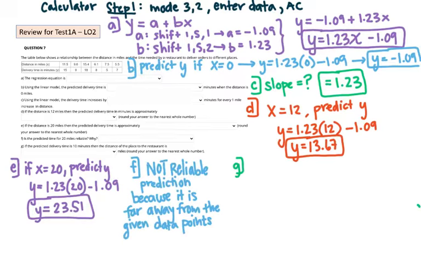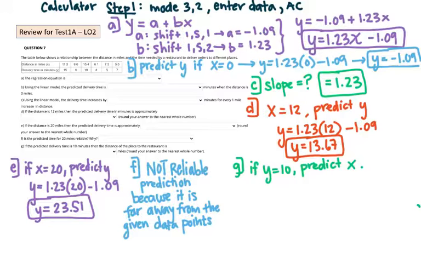Okay, so now let's look at the very last part. It says if the predicted delivery time is 10 minutes, then we should try to guess how far, or the distance in miles, that you live from the restaurant. So in this case, we're going backwards. They're telling us the predicted delivery time, which is y, is 10. We need to go backwards and find x. So how do we do that?